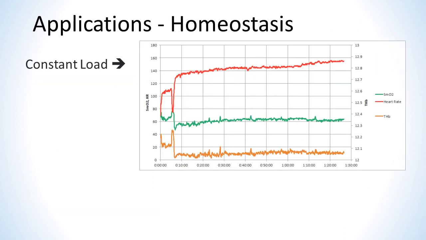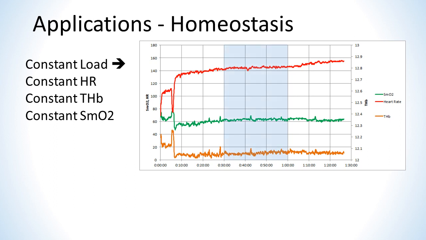This graph shows SMO2, THB, and heart rate during a steady load on a cyclist. During the time period of about 30 minutes to an hour, the SMO2, THB, and heart rate were all very consistent, indicating that the athlete was nicely in a state of homeostasis producing this load.